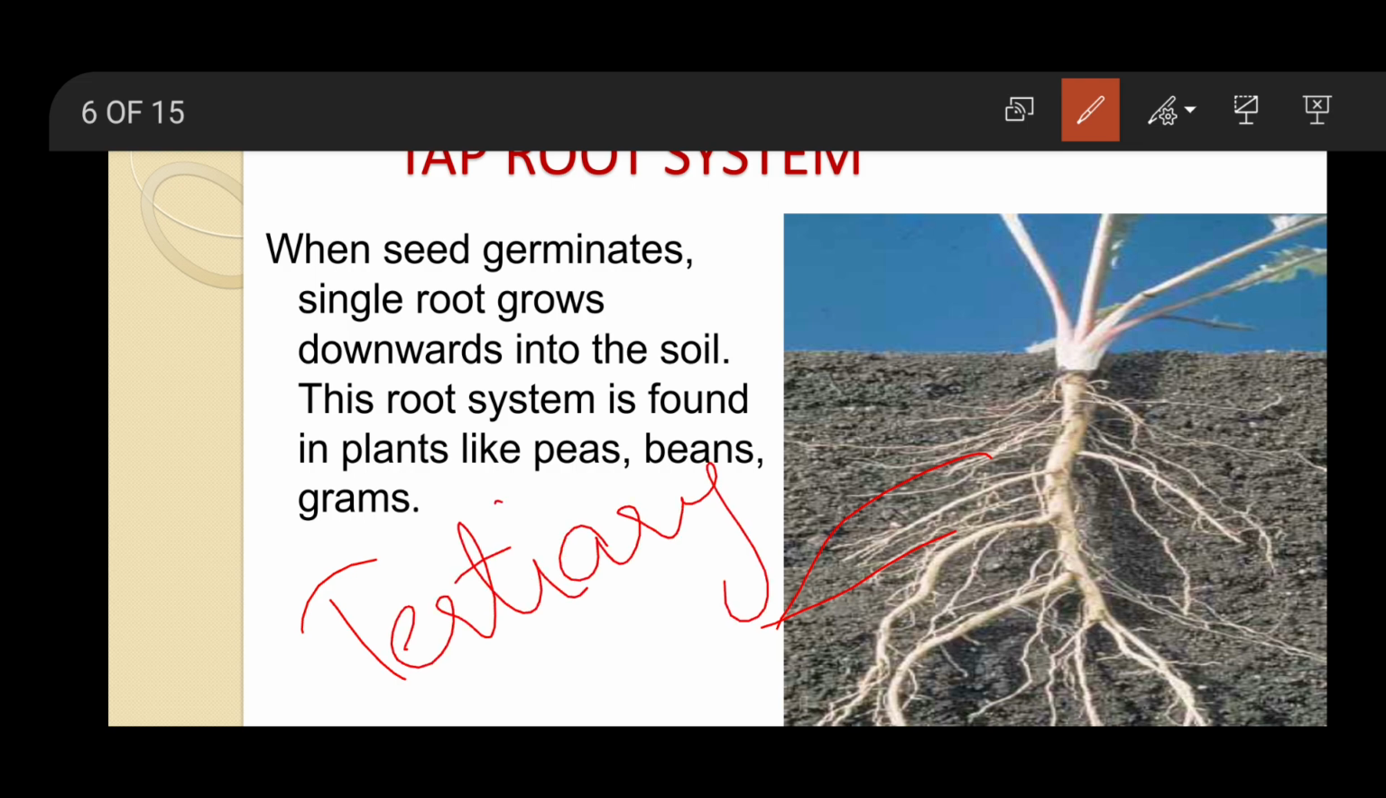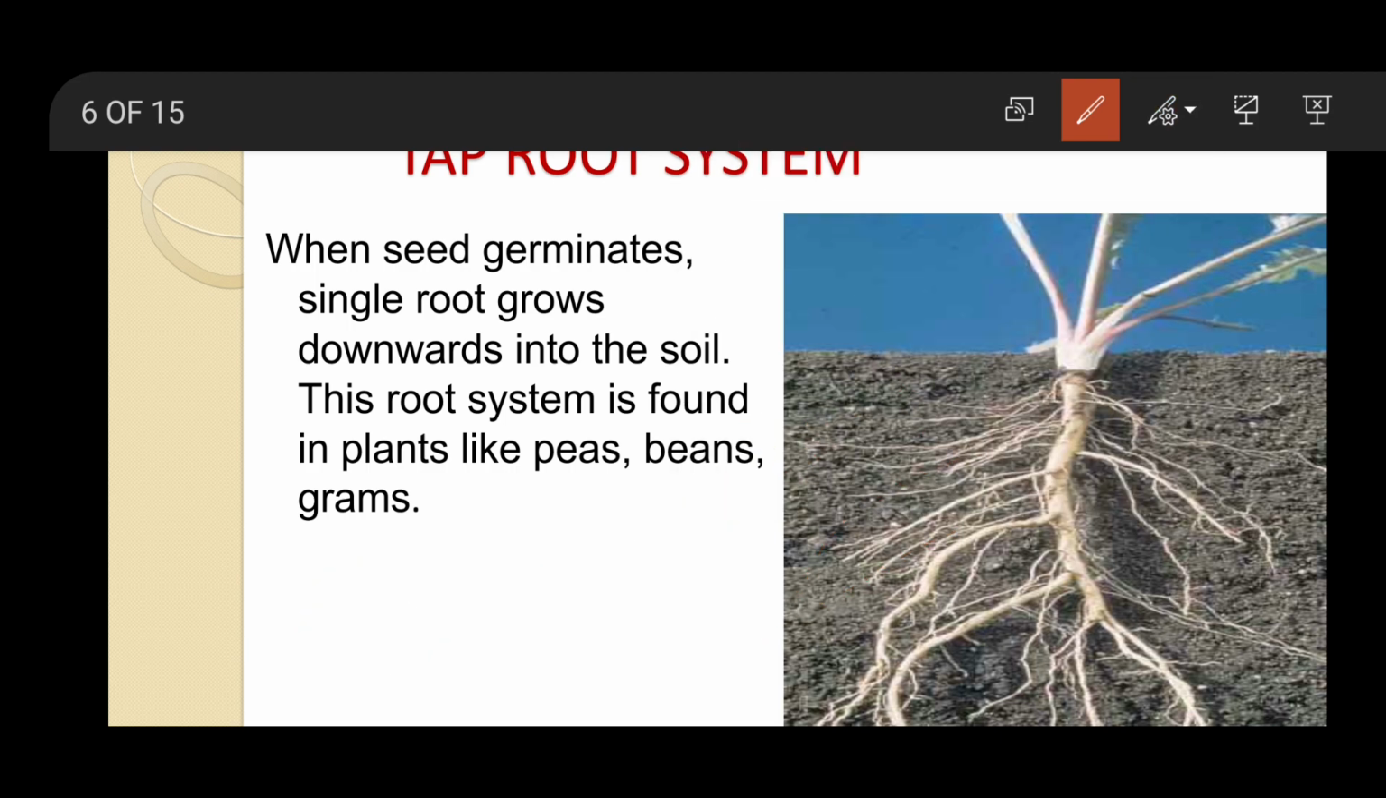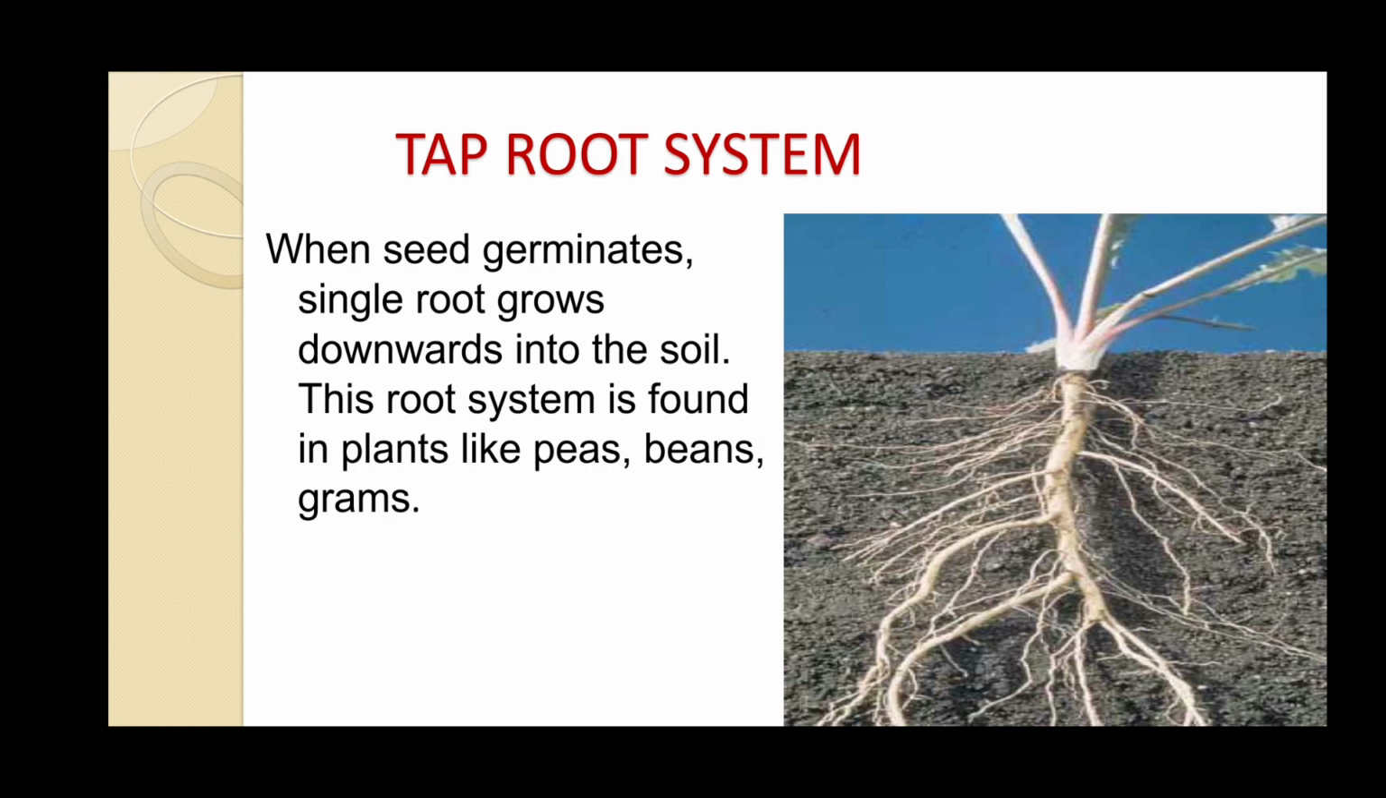Such type of arrangement of root system is known as taproot system, and it is the characteristic feature of the dicotyledons like peas, beans and grams. These are examples of such type of root system.